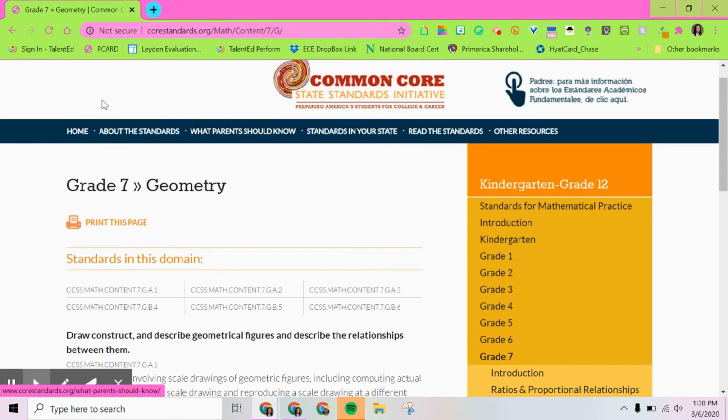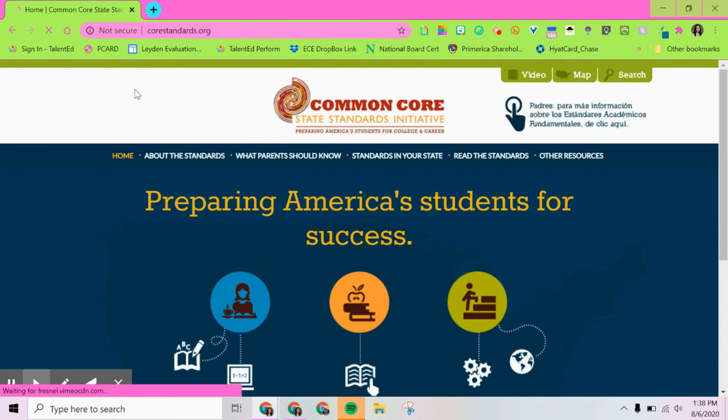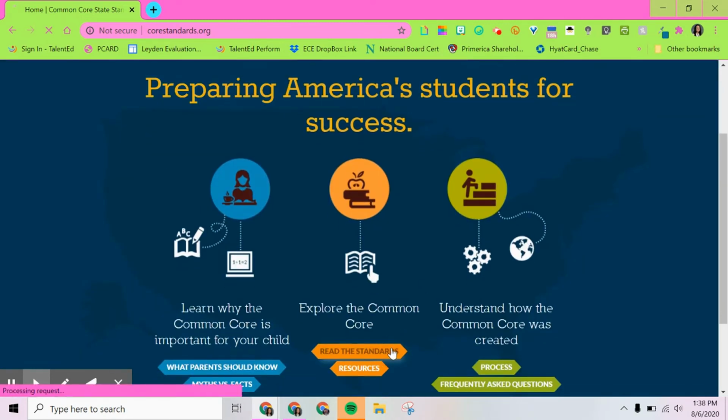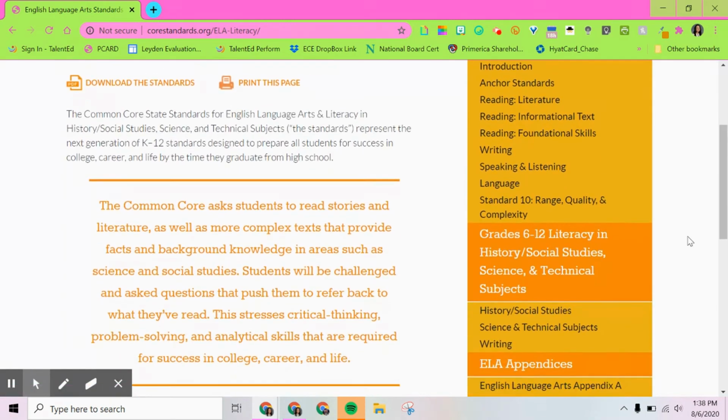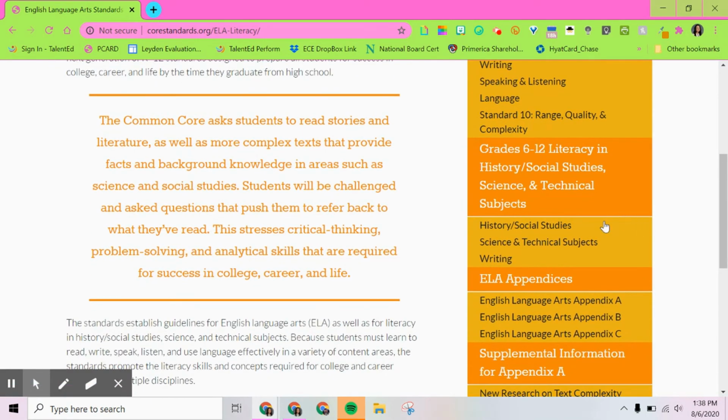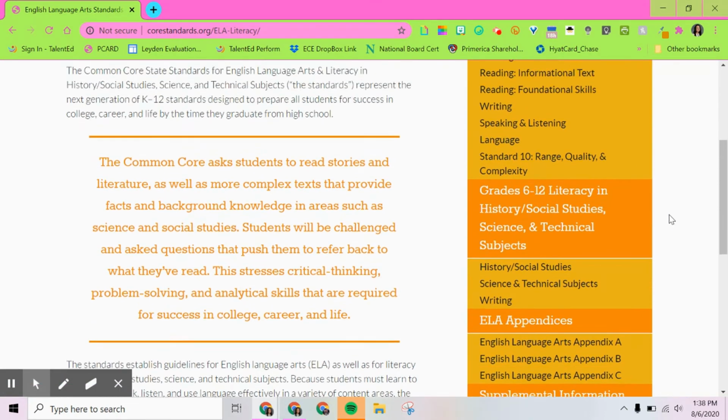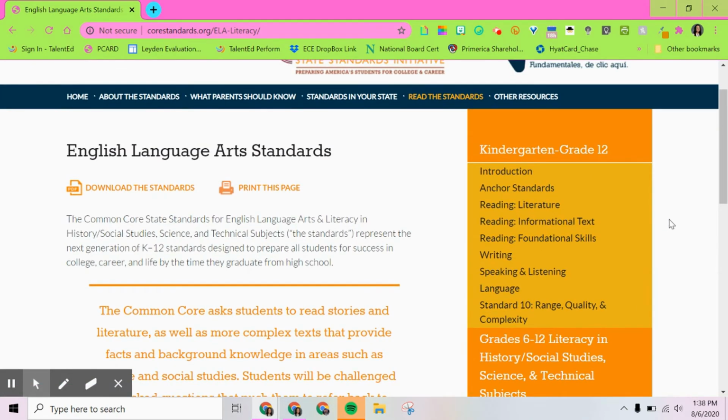We were looking at math, so I'm going to go back to the home page so we can go to English Language Arts. This is where you could find these as well. You can see there are things like science and technical subjects, writing, history. So it falls under math or English Language Arts.